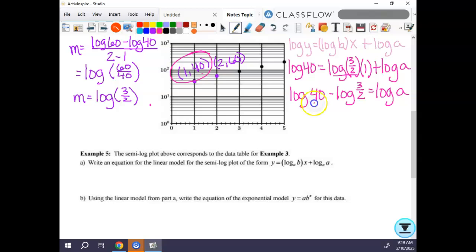Now to combine these two, I make it into division, right? So I'm going to do the log of 40. Now it's divided by 3/2. That means it's times 2/3, right? And that's equal to the log of a. What is 40 times 2/3? This took like 10 minutes last period, and I can stand here all day.